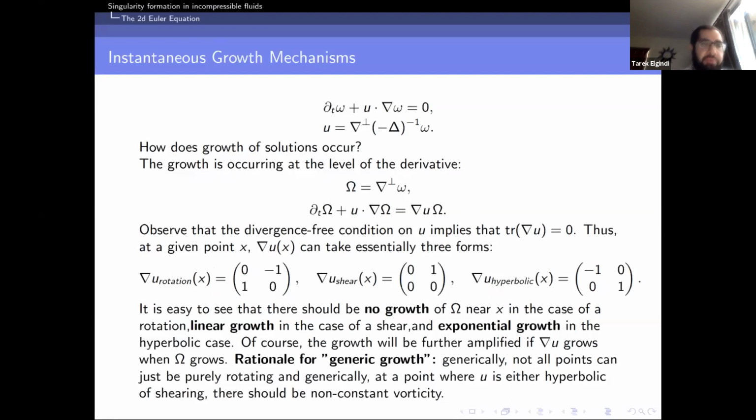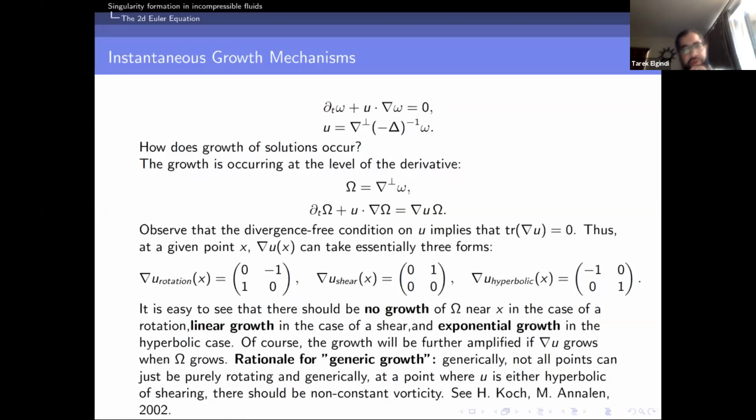Okay, of course, establishing this rigorously is a different story. So this is sort of instantaneous growth. If you had initial data which had a certain structure, you could certainly ensure that the derivative of omega grows a little bit. That's pretty easy to do. But then how can you sustain this growth for all time? That's the next thing.